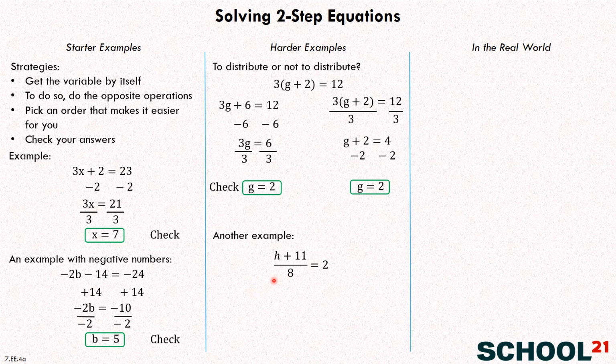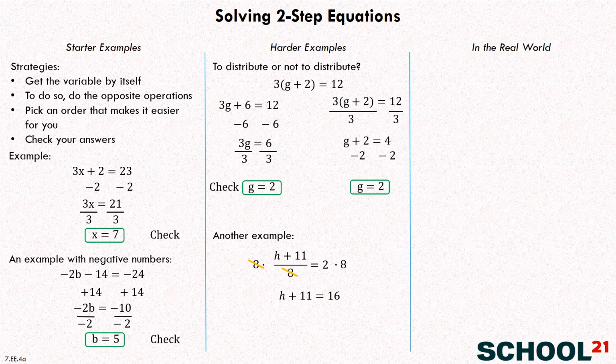And what's it doing to the h? Yep, it's dividing. So you want to do the opposite by multiplying both sides by 8. So let's go ahead and do that. So on the left-hand side here, same as we've said before, those 8's are going to cancel, meaning 8 divided by 8 is just 1. And so that's just 1 times this thing here. So that's just going to be h plus 11 on the left-hand side. And then on the right-hand side, 2 times 8 is 16. So let's go ahead and write that. We have h plus 11 equals 16.